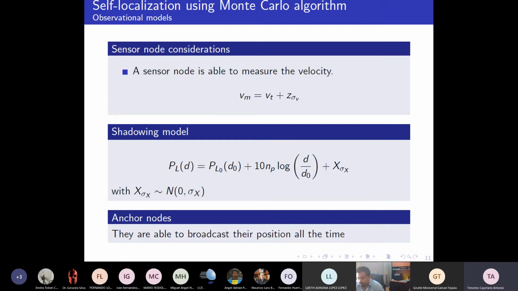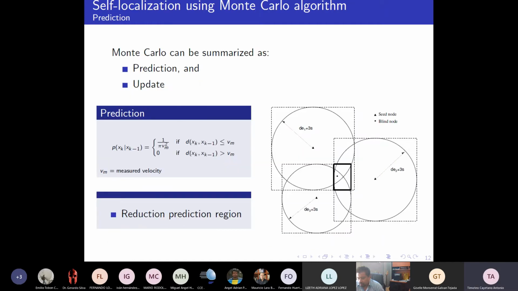Basically, what we are doing here is that we divide the Monte Carlo method into two steps. The first step is the prediction, and the second step is the update, in order to obtain the PDF that we require. In the prediction step, as we can see on this slide, we can consider an example.